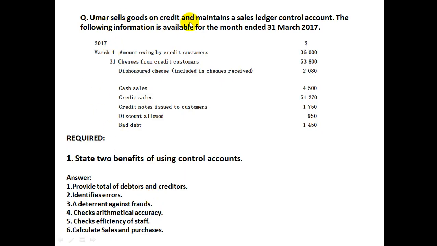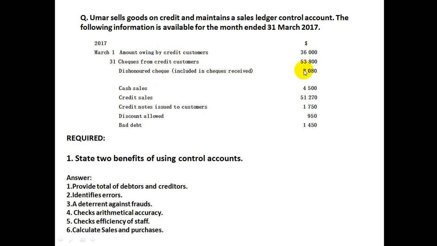Umar sells goods on credit and maintains a sales ledger control account. The following information is available for the month ended 31 March 2017. Amount owing by credit customer: this is the balance brought down, or the opening balance, for this sales ledger control account. Cheques from credit customers: this is what we had received. This decreases our sales ledger control account, which is also known as the trade receivable ledger account, so it will come in the credit side.